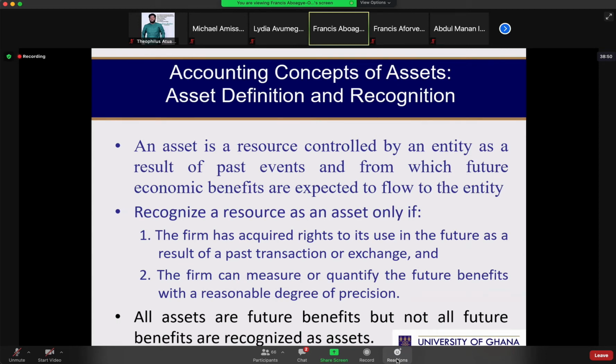Any question? Yes, Godwin. Let's take a situation where companies or entities send their staff for better studies, purposely for future use. Can that resource be considered as an asset? Okay. Can you quantify the benefits that accrue to it? Can you quantify with some degree of precision?